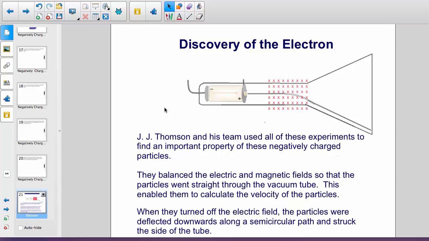J.J. Thomson and his team used all of these experiments to find an important property of these negatively charged particles. They balanced the electric and magnetic field so that the particles went straight through the vacuum, just as we discussed, and this enabled them to calculate the velocity of the particles. When they turned off the electric field, though, the particles were deflected downward along a semicircular path, striking the side of the tube.